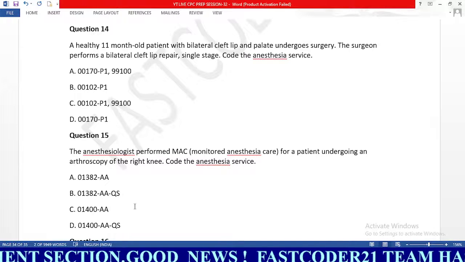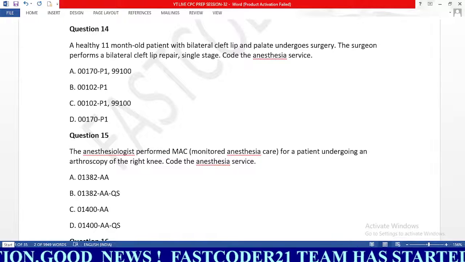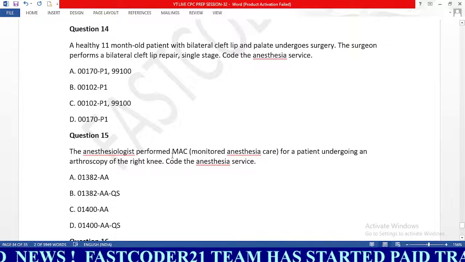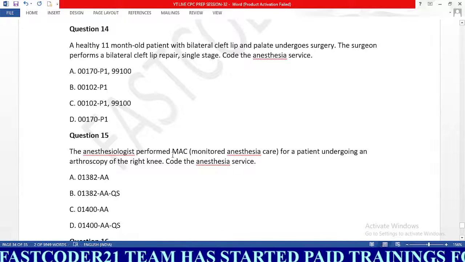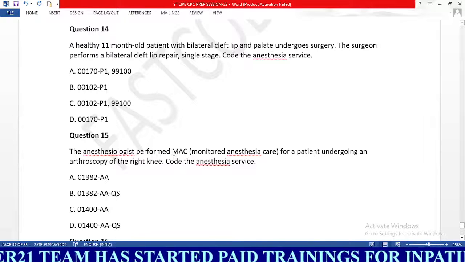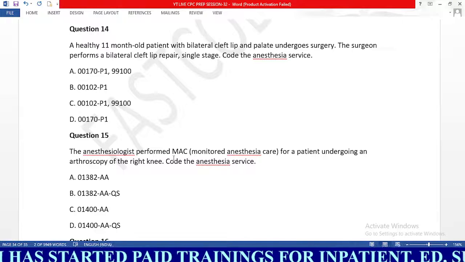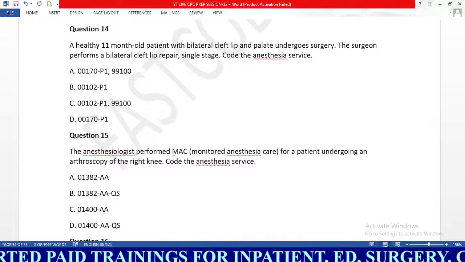Okay, guys. As soon as you see this question, you need to remember the modifiers first. As the anesthesiologist performed MAC, we need to use the QS modifier. So because of that reason, you can directly eliminate A and C. You need to concentrate on B and D now, and you need to check 01382 and 01400.